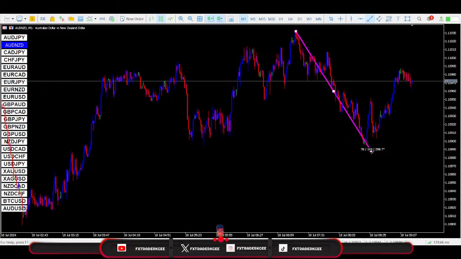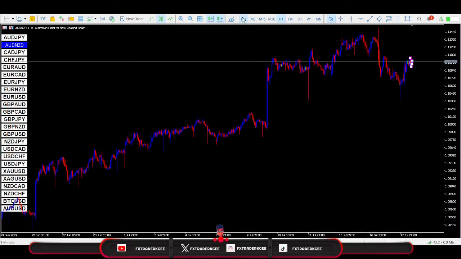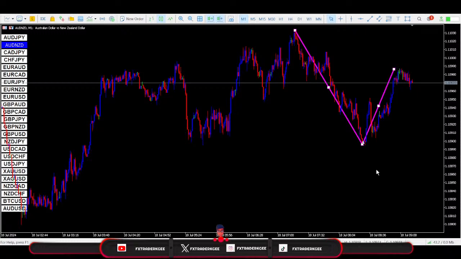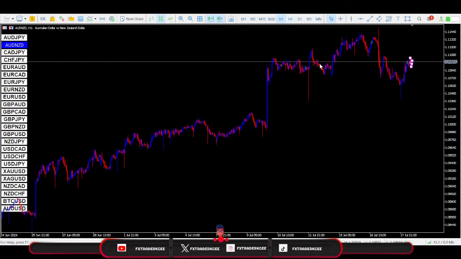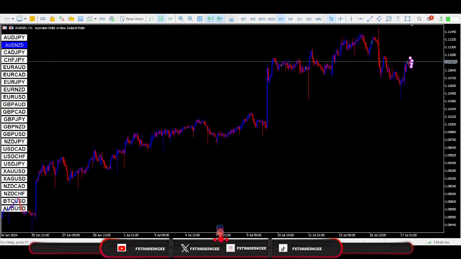For AUD New Zealand, this is where the fall started from, and this pullback, I'm just going to wait until it completes, and once it does, I can look for a possible entry. To do what? To sell.